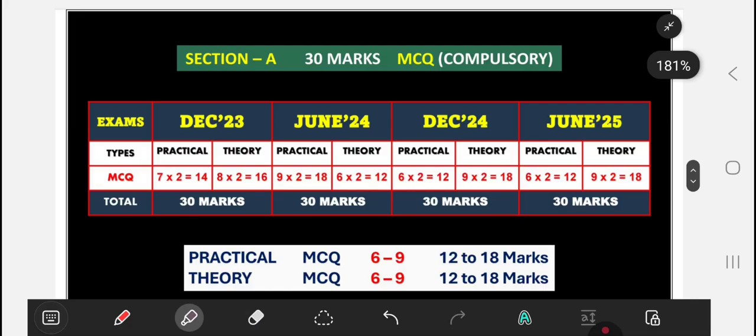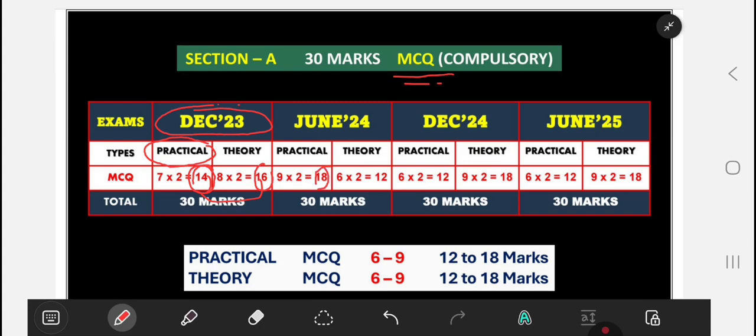In the exam of December 2023, for the MCQ section, practical came for 14 marks and theory for 16 marks, so a total of 30 marks. In June 2024, from the practical area 18 marks, theory 12 marks. In December 2024, 12 from practical and 18 from theory. Also in June 2025, 12 from practical and 18 from theory. So for the MCQ, both theory and practical are very important.